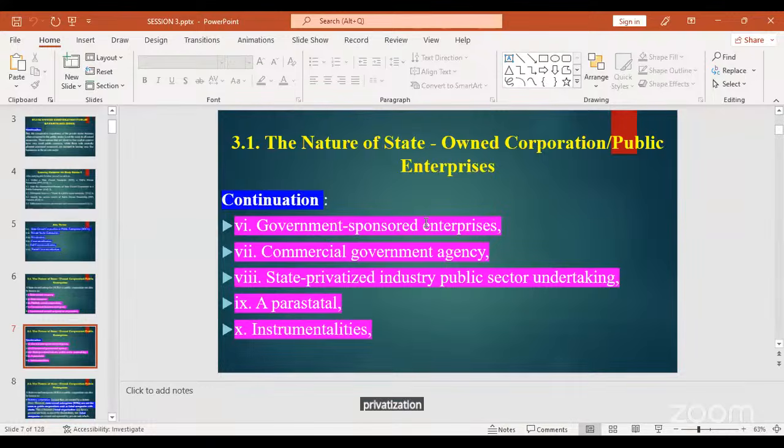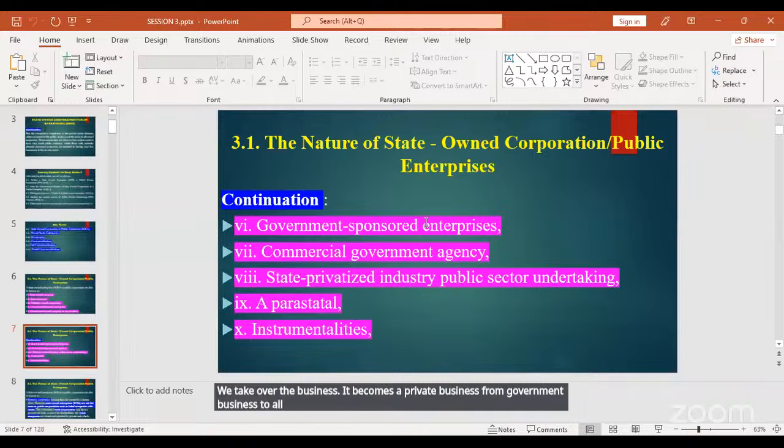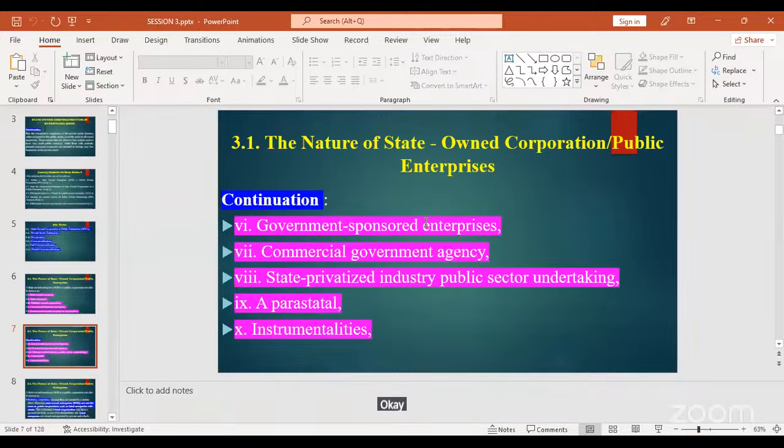So the necessary documents and procedures will be put in place, and whosoever meets that condition will take over the business. It becomes a private business, from government business to a private business. Movement of a business from government-owned to privately owned is what is called privatization.